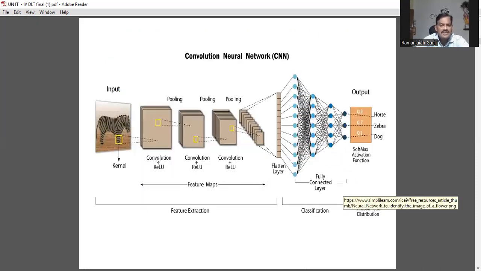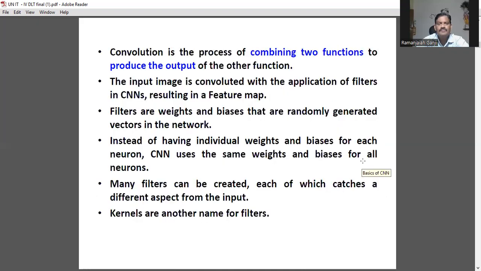See, this is the input data. It has a kernel, convolution layers. See, pooling. Pooling is nothing but grouping, combining. Then flatten layers, fully connected layers. Finally, we have an output probability distribution: horse, zebra, and dog.